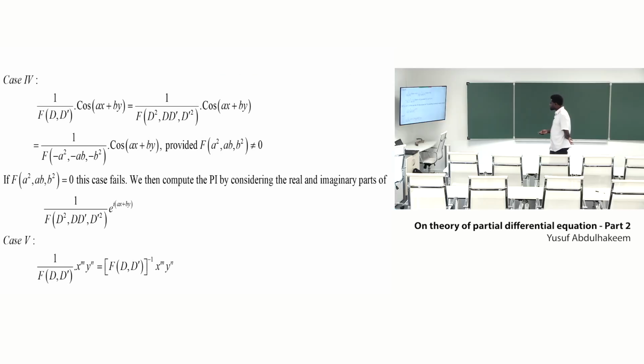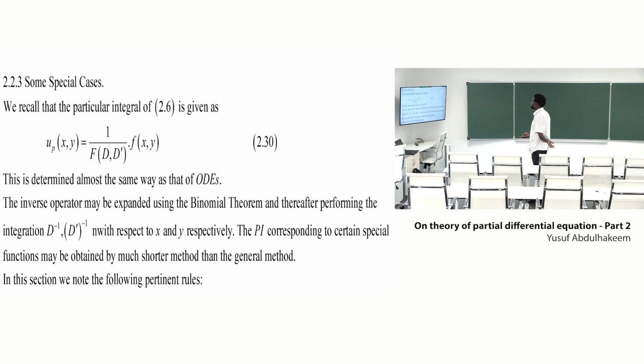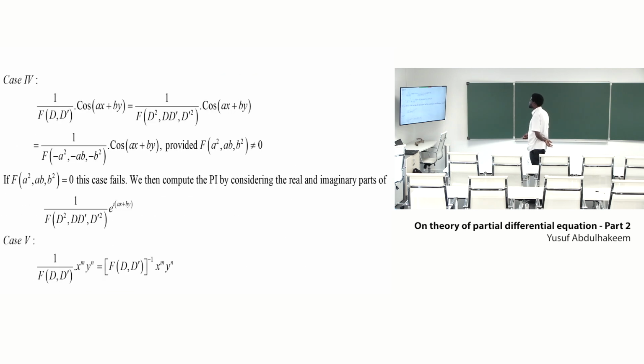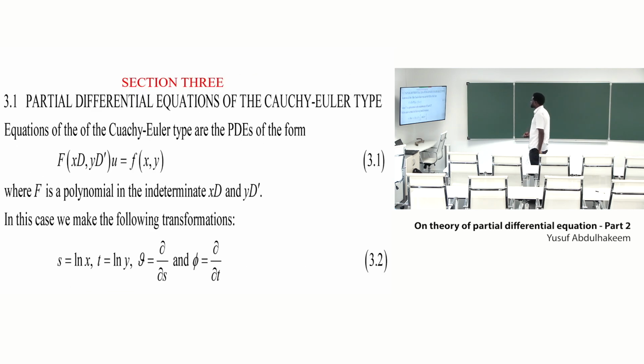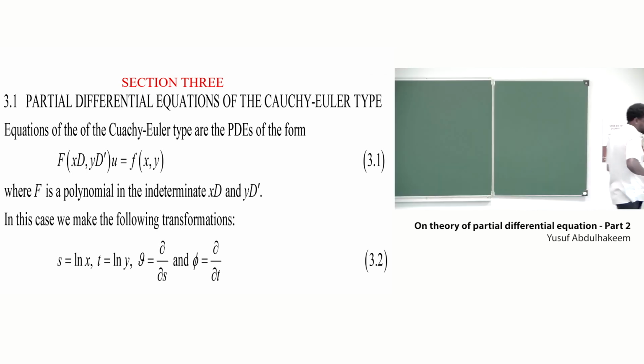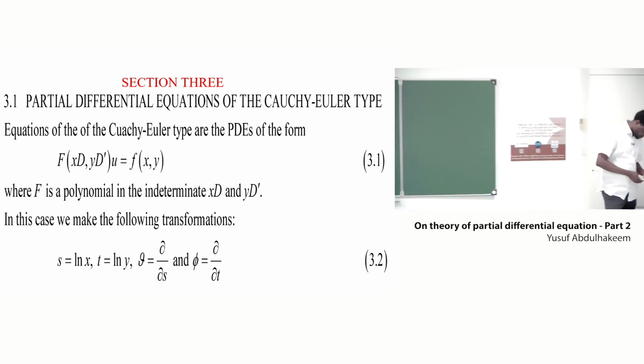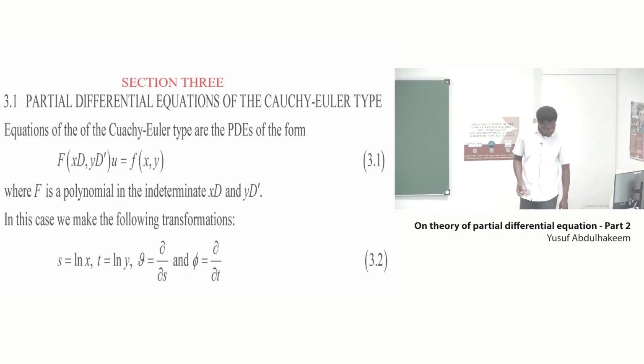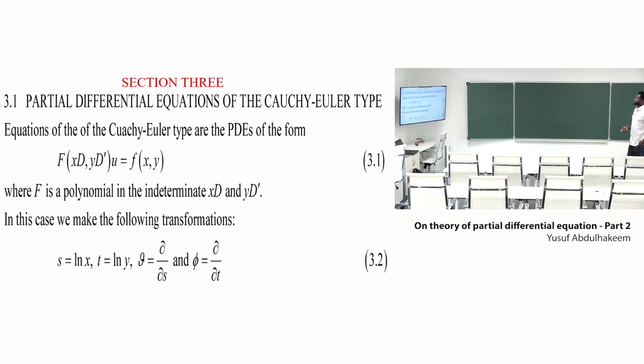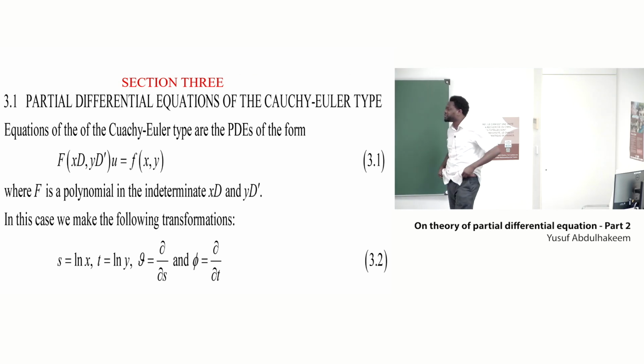So that's what we have for this. From here, we can now move to the next section. Let's look at our next item, which is the partial differential equation of the Cauchy-Euler type, the PDE of this form.